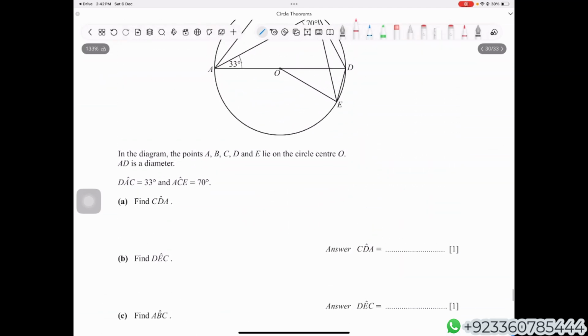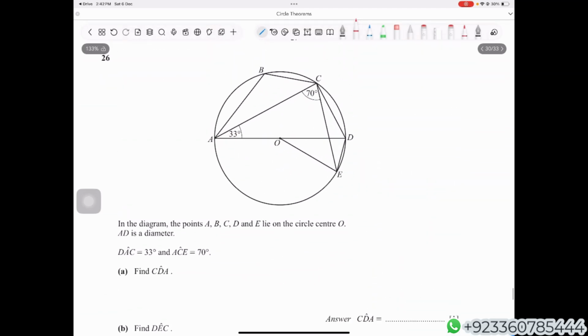Let's move on. In the diagram, the points A, B, C, D and E lie on the circle with center O. AD is a diameter, okay. DAC is given and AC is given, which is 70. First, you want to find CDA. CDA is this angle over here. This is what you want to find.